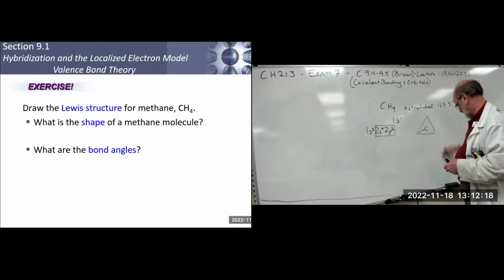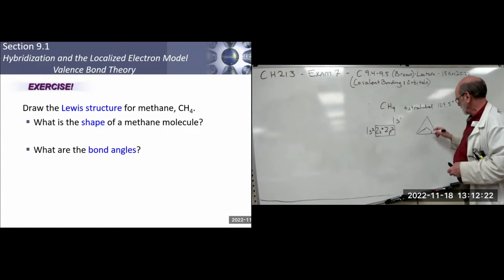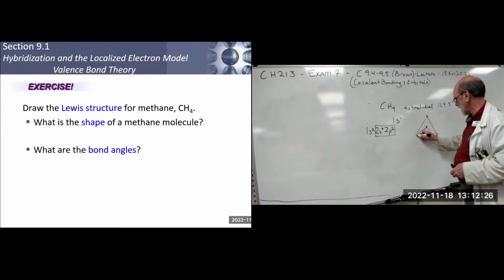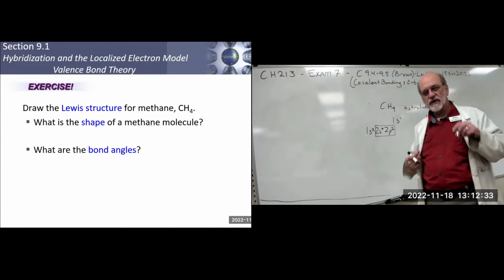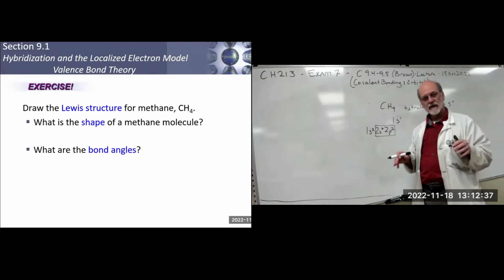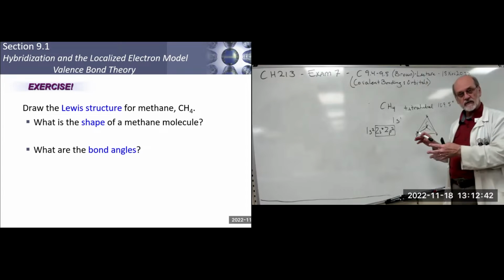So we're going to have a hydrogen back here, hydrogen there, hydrogen here, and a hydrogen there, and then carbon up here somewhere. So we form these bonds. And each of those bonds must be equivalent. I mean, the experimental evidence says that they are. And the shape of the molecule is based upon the tetrahedron.